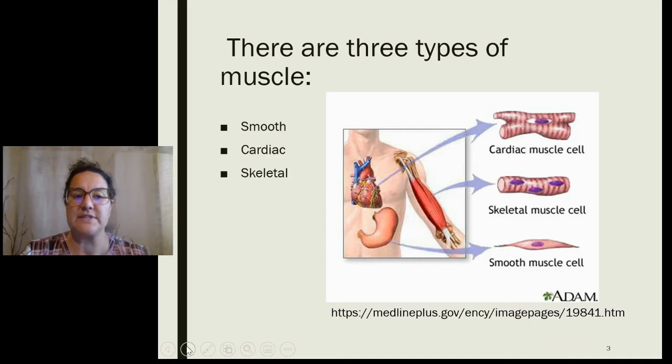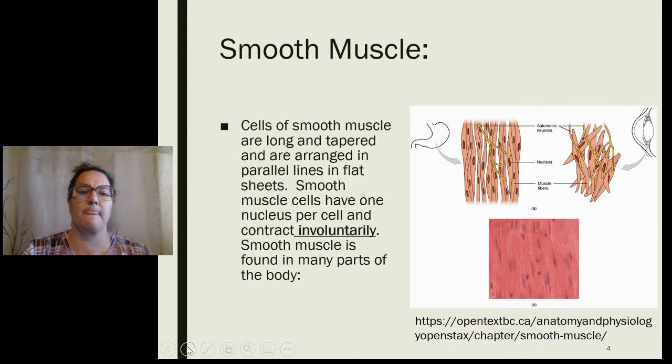There are three different types of muscle: smooth muscle cells, cardiac muscle cells, and skeletal muscle cells. Smooth muscle cells are long and tapered and are typically arranged in parallel lines in flat sheets. They have only one nucleus per cell and will contract involuntarily. They're found in many different parts of the body.